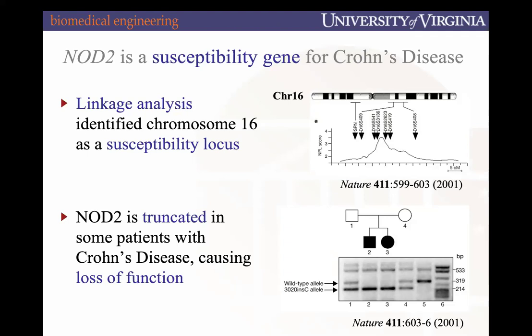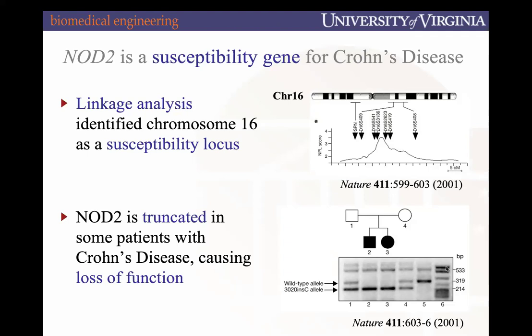What's really interesting is that they actually did this within a family study where the white square and circle are mom and dad that are both heterozygous for this truncated form of NOD2, which means they have both the quote unquote normal copy of NOD2 and this truncated version. They're each a carrier for one copy of it.